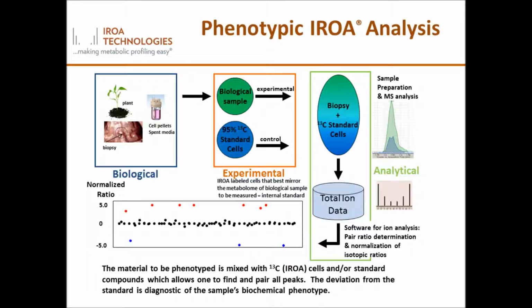During the phenotypic experimental analysis, the Cluster Finder software will use the C13 IROA peaks in the labeled control sample to find and identify their associated natural abundant peaks in the experimental sample, allowing for a complex targeted analysis.